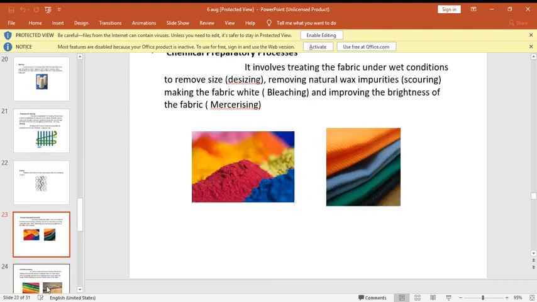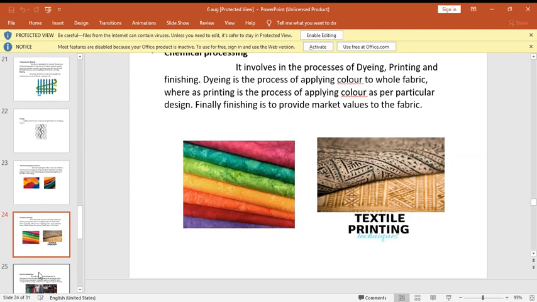Then chemical processing. In chemical processing, there are two stages, that is preparatory processing and wet processing. In preparatory processing, we have desizing, scouring, bleaching, and mercerization. And in wet processing, we have dyeing and printing. Dyeing is nothing but applying of color. You can see the pictures of dyed fabric, and printing is the process of applying color as per a particular design.